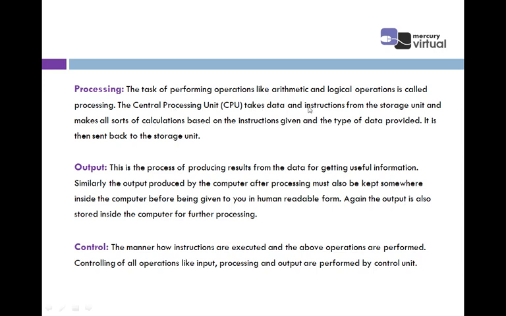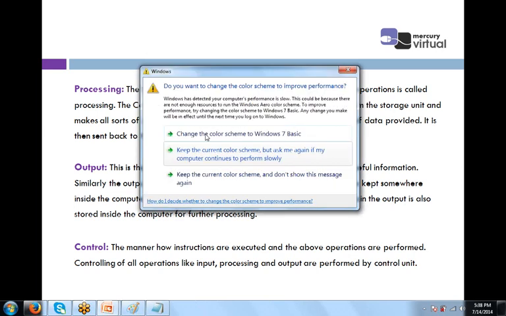The CPU takes data and instructions from the storage unit. As I told you, the storage unit is basically used for storing purpose, and the CPU makes all sorts of calculations based on the instructions given and the type of data provided. It is then sent back to the storage unit. Means the CPU performs all the calculations, takes input from the storage unit, does the calculation, and after doing the calculation there is a finished product, an output, that is sent back to the memory unit. Means the output is sent back to the storage unit.